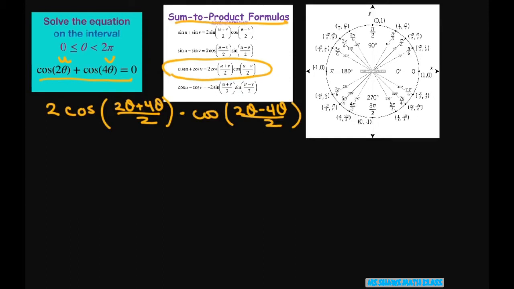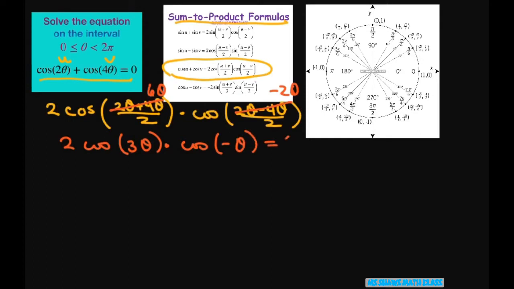So basically we have 2 cosine, this is 6 theta, divided by 2 is going to be 3 theta, times, this is negative 2 theta, so we get cosine of negative theta. Now set that to 0. We have two factors here. You could write it this way if you want. So you set both to equal 0.